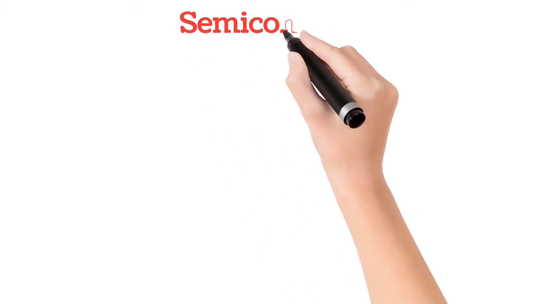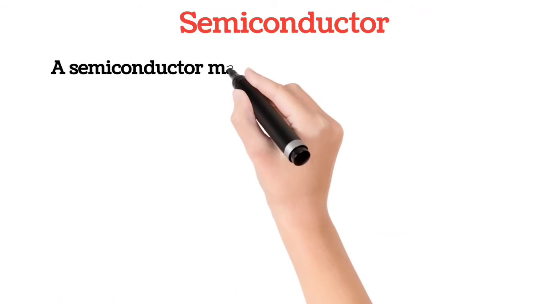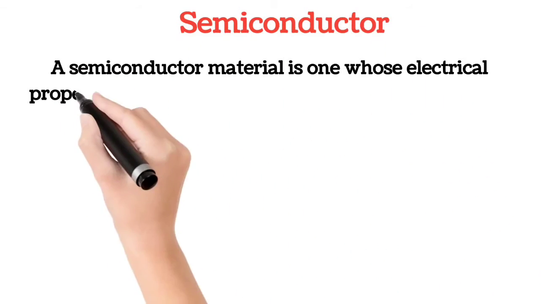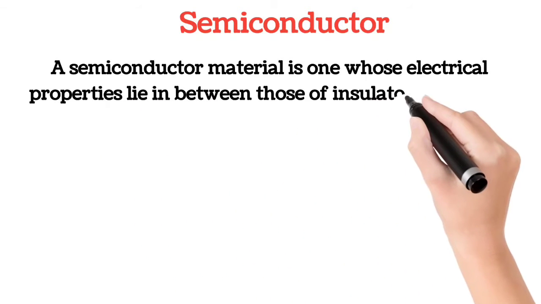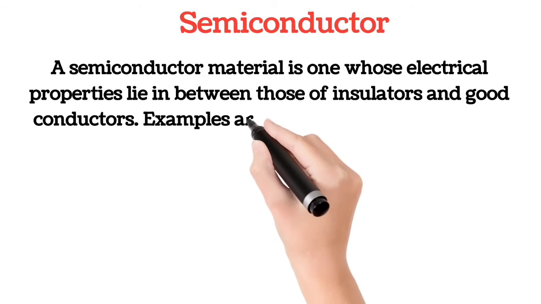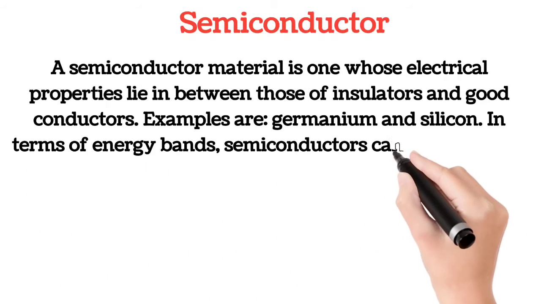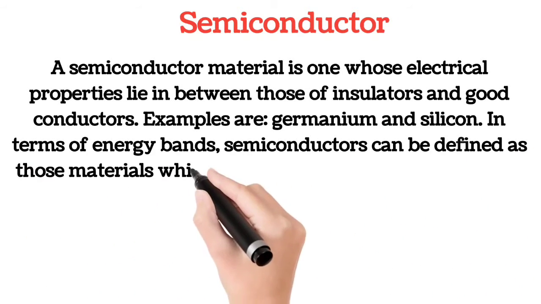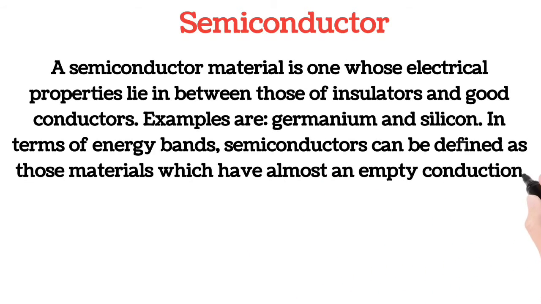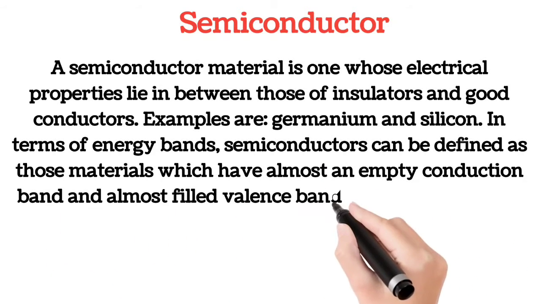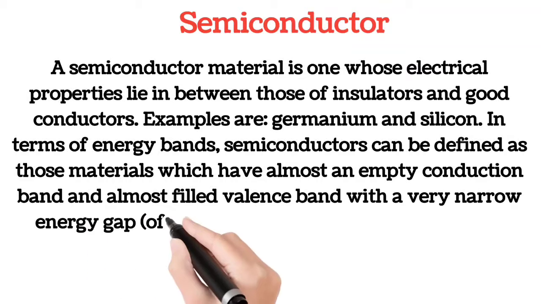A semiconductor material is one whose electrical properties lie in between those of insulators and good conductors. Examples are germanium and silicon. In terms of energy bands, semiconductors can be defined as those materials which have almost an empty conduction band and almost filled valence band with a very narrow energy gap, of the order of 1 electron volt separating the two.